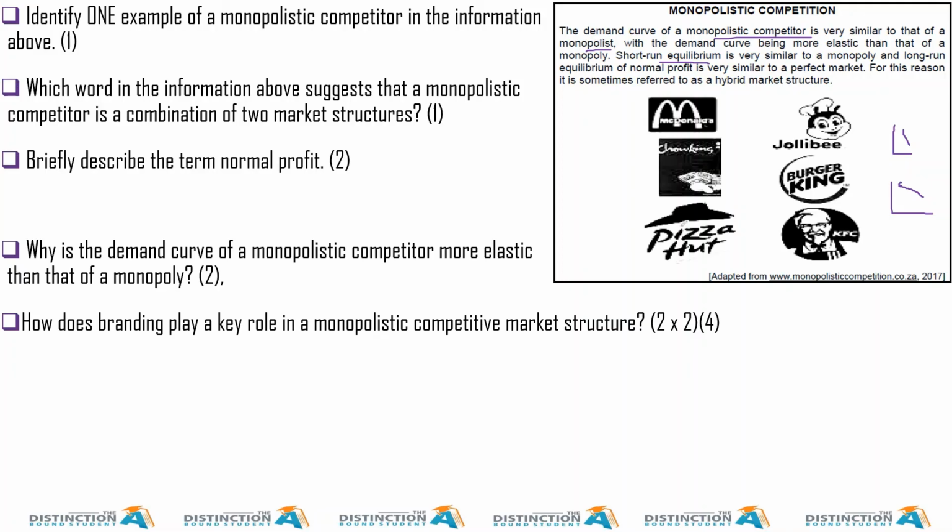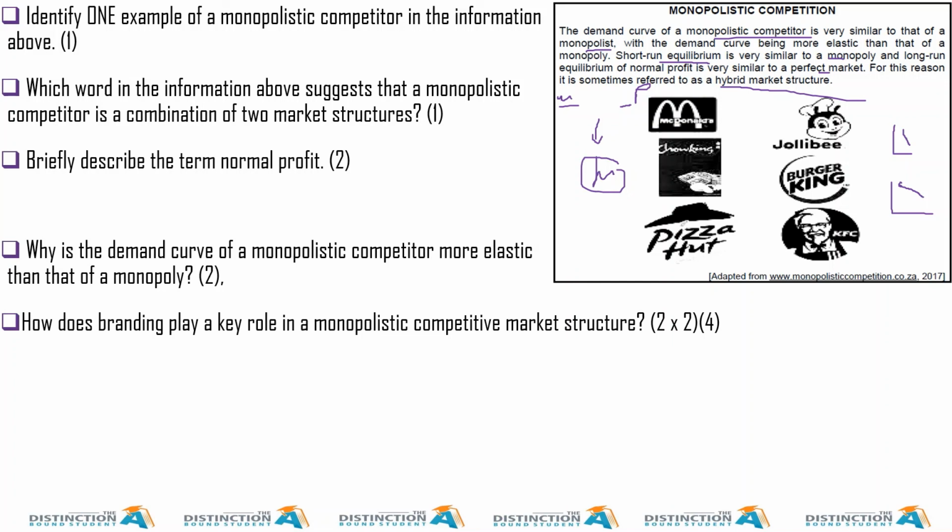Short run equilibrium is very similar to a monopoly, and long run equilibrium of normal profit is very similar to perfect competition. So you see, we have monopoly, we have perfect. So we have something like a hybrid thing, right? So for this reason, it is sometimes referred to as a hybrid structure. Hybrid, look, if you have this dog and that dog, different breeds, their puppy is a hybrid. So in this case, we have monopoly, we have perfect, the baby is monopolistic. So it's a hybrid structure.